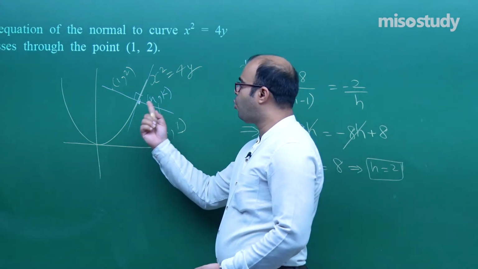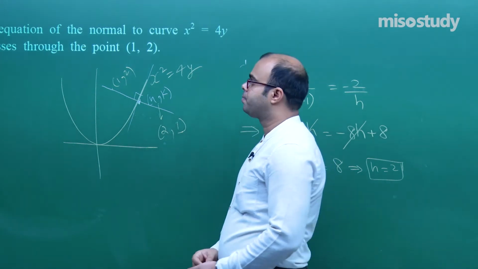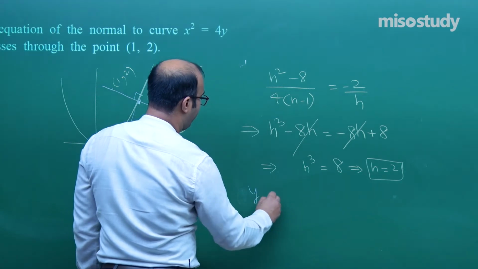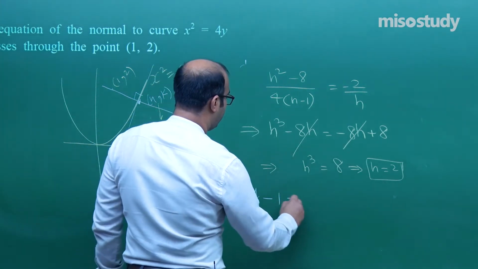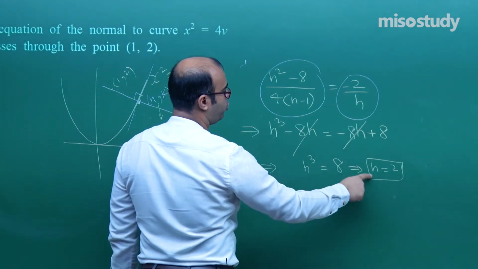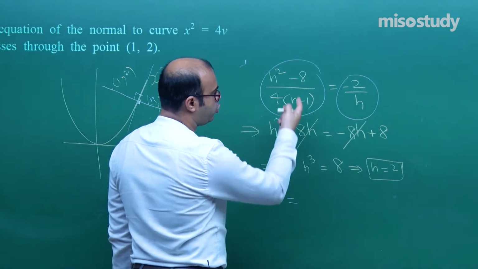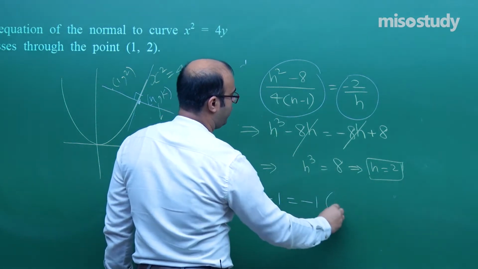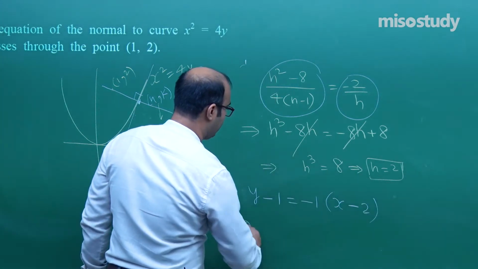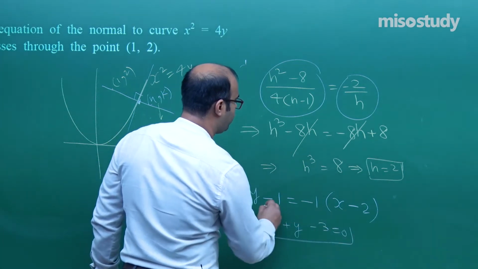So (2, 1) is the point where the normal is passing through (1, 2), and we have to find the equation of the normal. So now the equation of the normal is y minus k, which is 1, is equal to its slope. Now the slope is this one, both are the slope. When you put h equal to 2, this comes out to be minus 1. You can put h equal to 2 here also, this will also be minus 1. So this is minus 1, times x minus x1, that is h, which is 2. So we can say x plus y minus 3 equal to 0 is the equation of the normal.